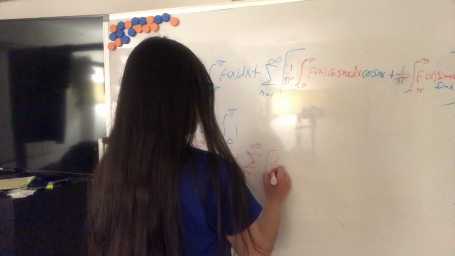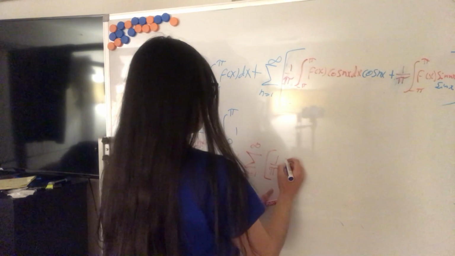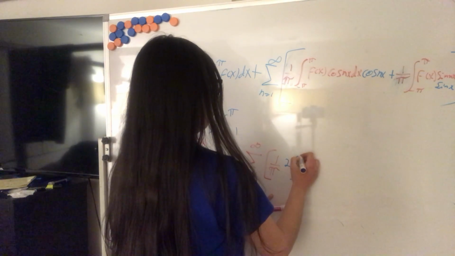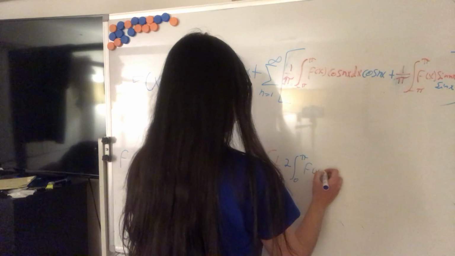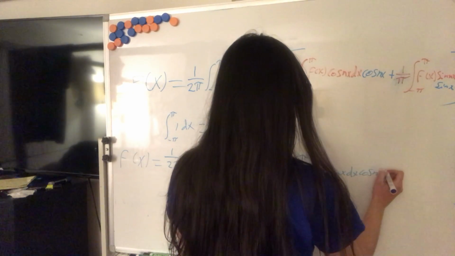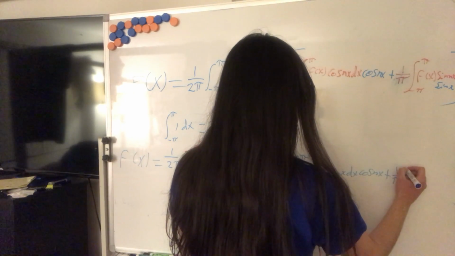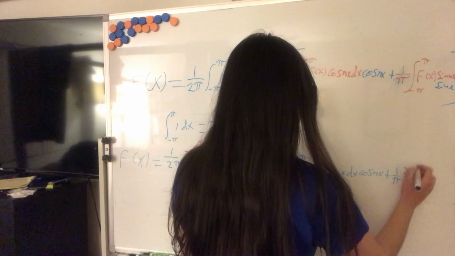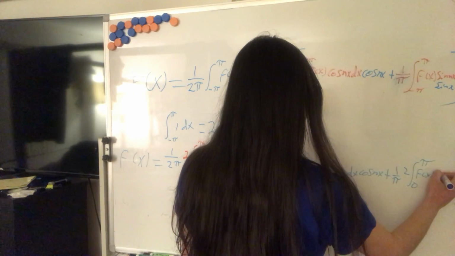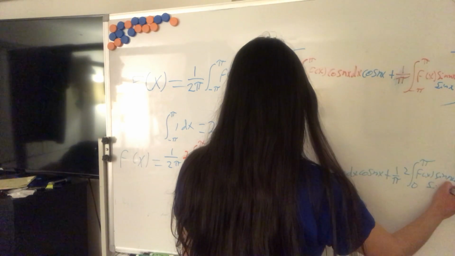1 over pi times 2 times the definite integral from 0 to pi of f of x cosine of nx dx, cosine of nx, plus 1 over pi times 2 times the definite integral from 0 to pi of f of x sine nx dx, sine nx.